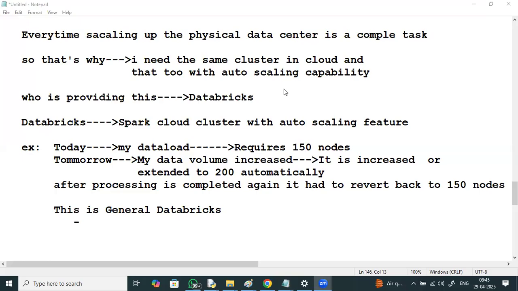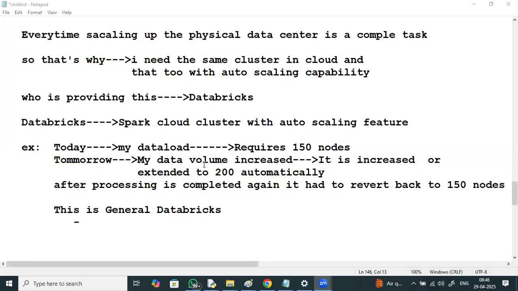Yes Srinath, we can create our own cluster. But manually doing all these things is, see, every time scaling up the physical data center is a very complex task. We can create our own cluster, but automatically is what I'm going to explain in Azure Databricks. But how will it decide whether it should increase the number of nodes or not?